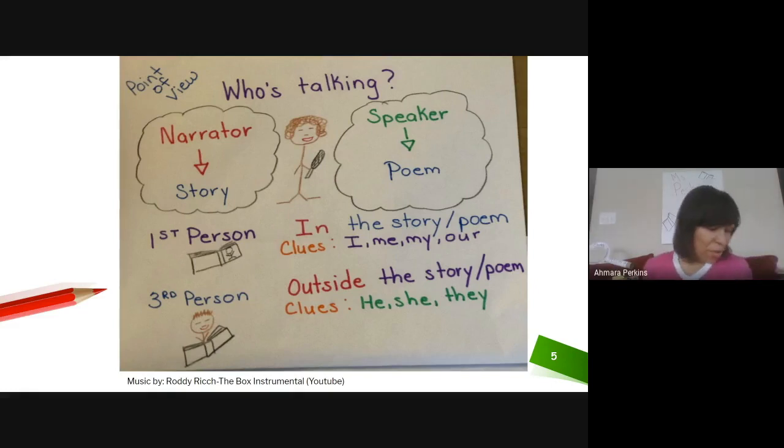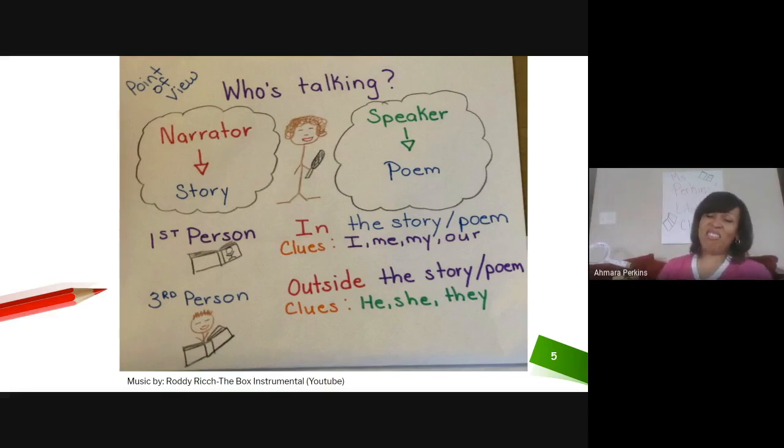Okay, so remember, if you are not finished, feel free to pause me and I will be back. But let's go over this one more time. Point of view, big umbrella, think about who's talking. The narrator is the person that's talking in a story, and the speaker is the person that's talking in a poem. First person, character in the text.